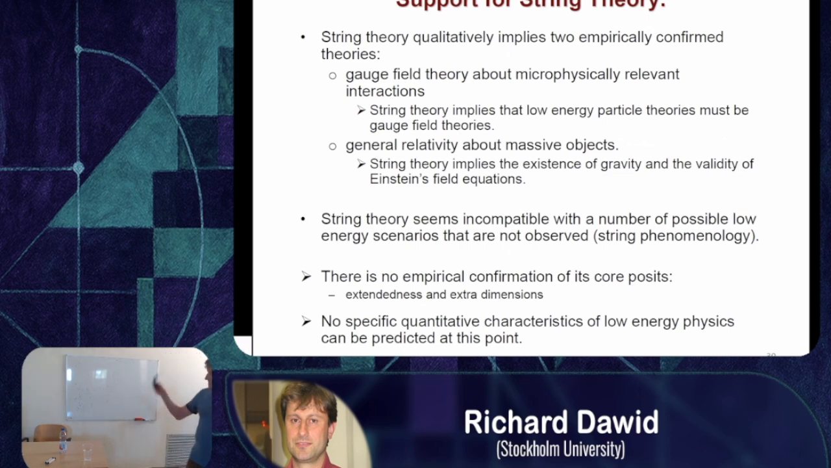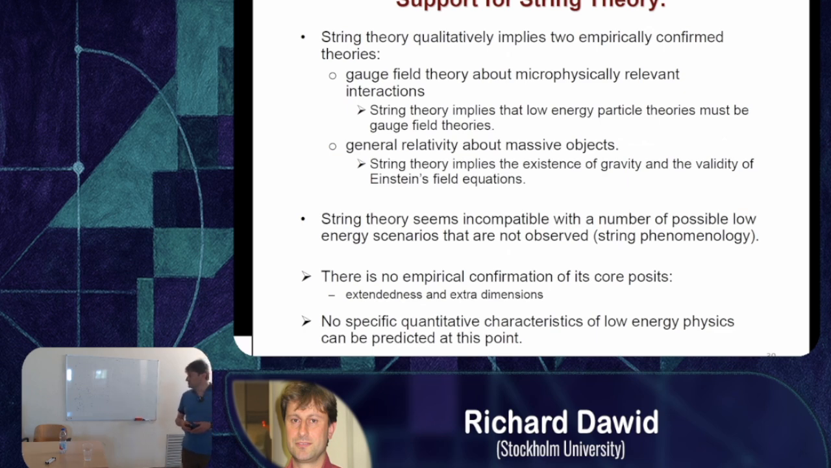However, having said that, those implications are not fully understood, neither the positive nor the negative one. So it's not clear how strong the implications are. If one looks at the core posits of string theory, which are extendedness of the string and extra dimensions, there is no empirical confirmation of these posits, and it is not awfully probable that there will be any in the foreseeable future. There are some scenarios that move those closer to empirical access, but it's not clear how realistic those are.